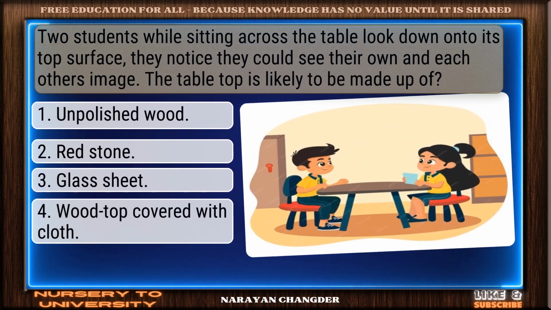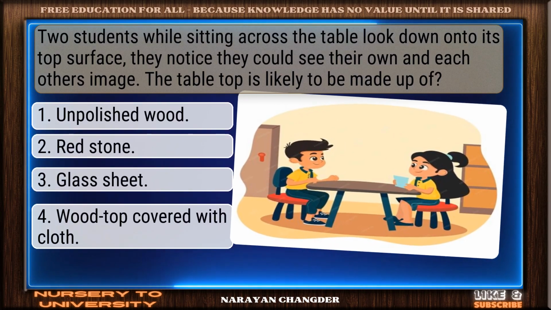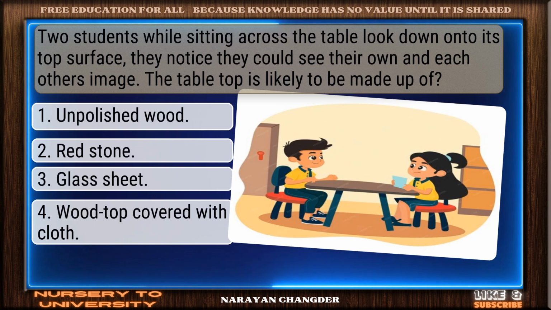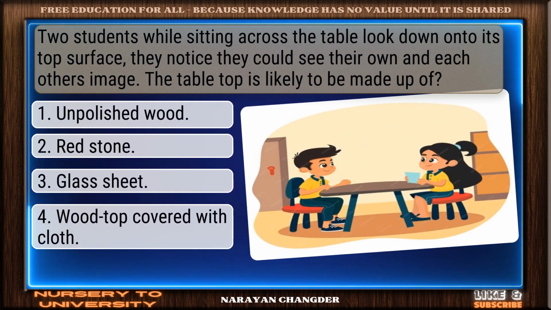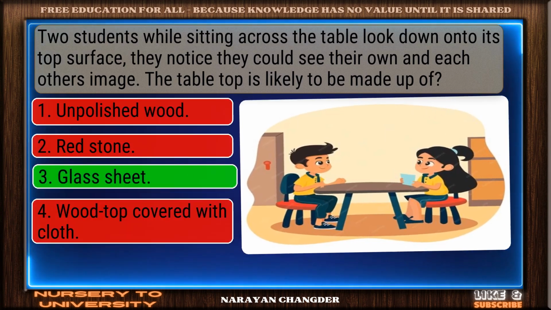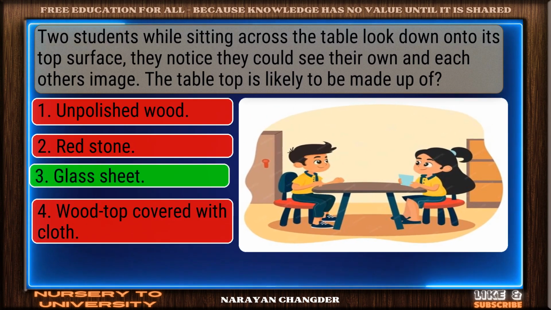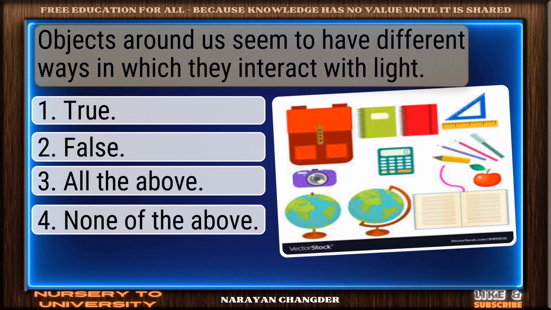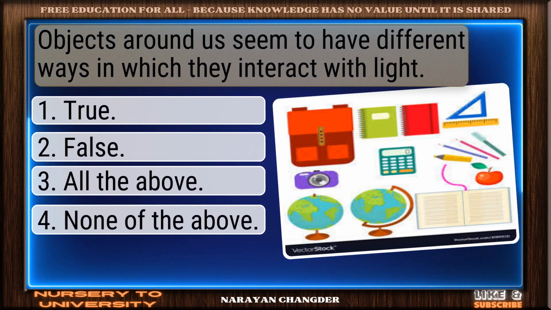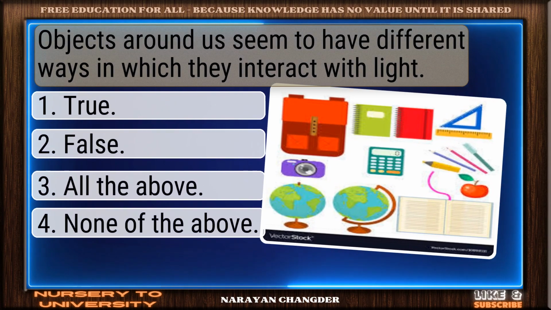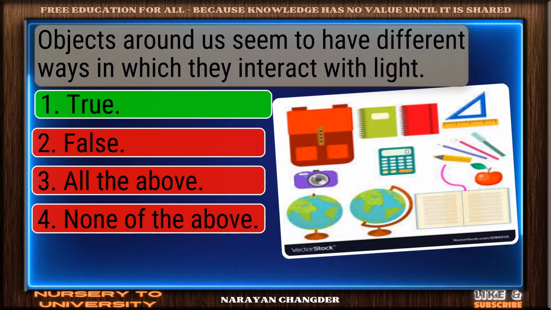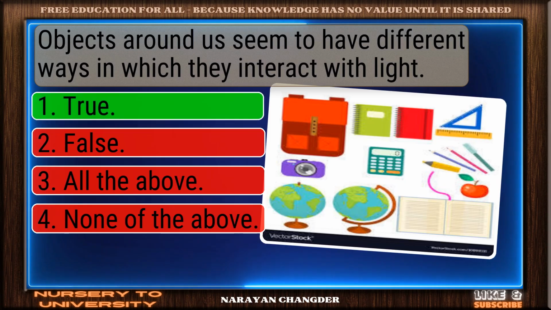Two students, while sitting across the table, looked down onto its top surface. They noticed they could see their own and each other's image. The tabletop is likely to be made up of. Valid point. Glass sheet is true. Objects around us seem to have different ways in which they interact with light. You got it. Your choice, true, is right.